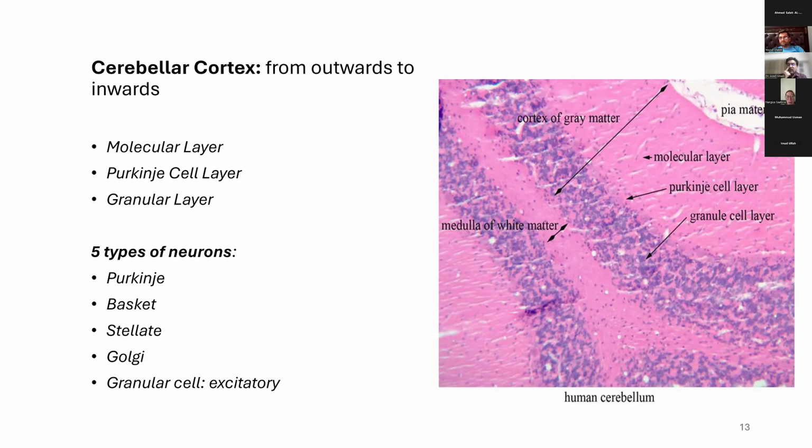What type of neurons do they have? They have five types of neurons, which we have to know: the Purkinje neurons, the basket cells, the stellate cells, the Golgi cells, and the granular layer is the excitatory one. So we have to remember these things in order to know about the deep cerebellar nuclei and the functional pathways.